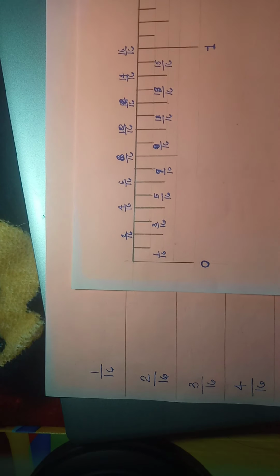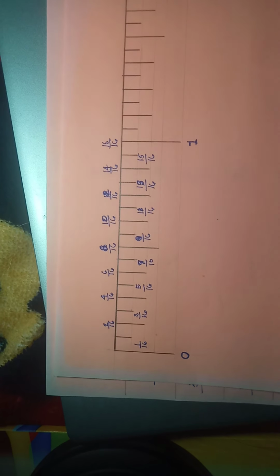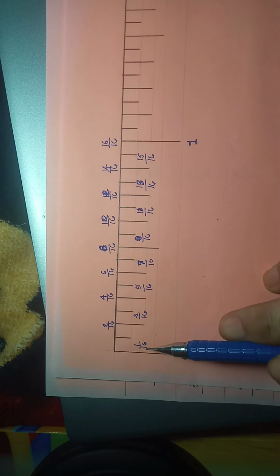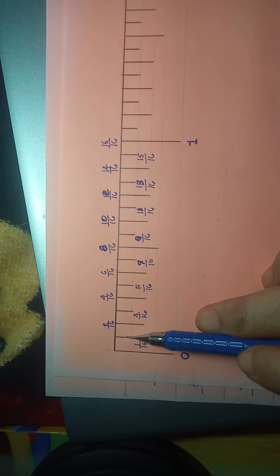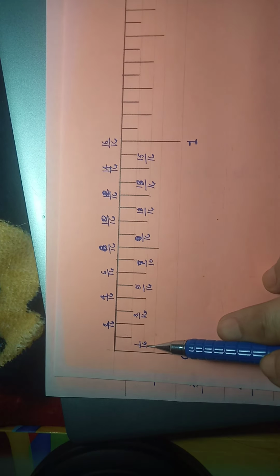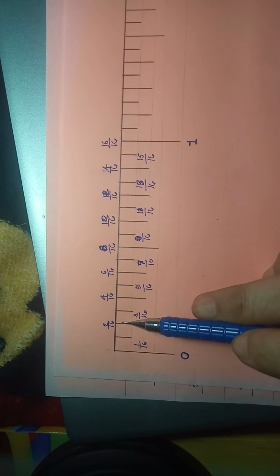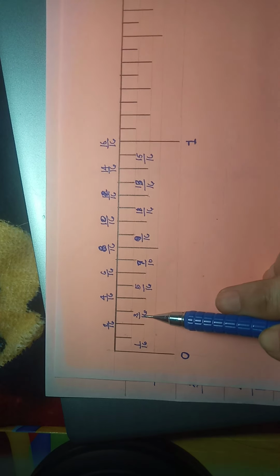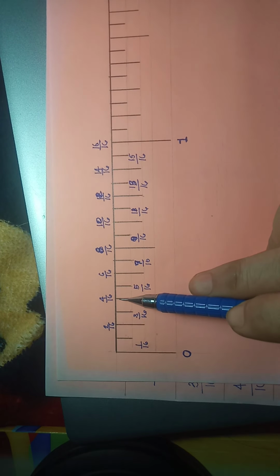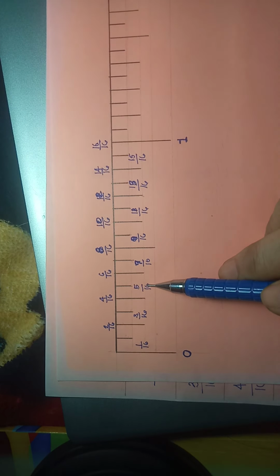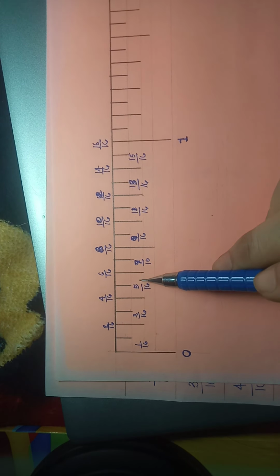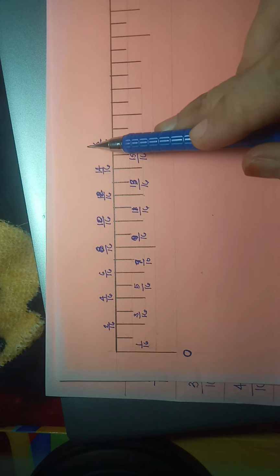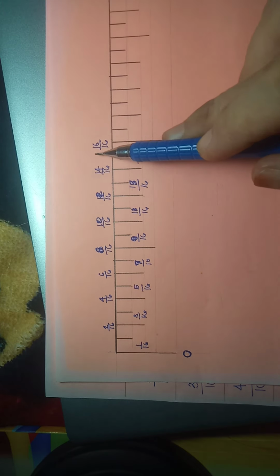Now, if we're going to count, this line or this calibration is what we call 1/16. The second line is 2/16. The third line is 3/16. Fourth line is 4/16. Fifth, 5/16, until you reach the number 16/16.